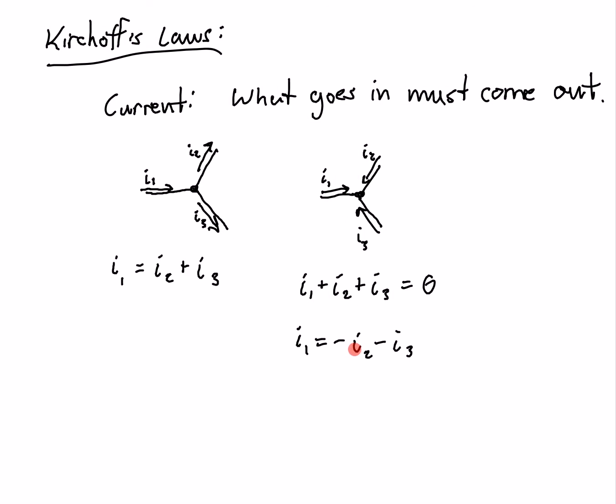And there's nothing wrong with trying to solve a problem and coming up with a negative current. That just means that the actual current is opposite the direction of the arrow that we wrote in the diagram.